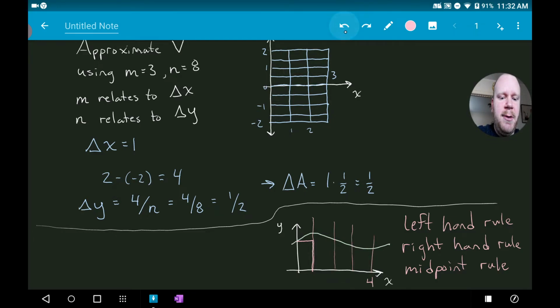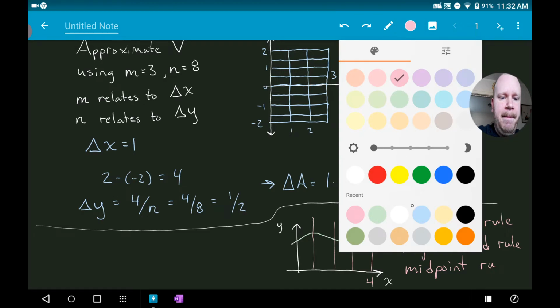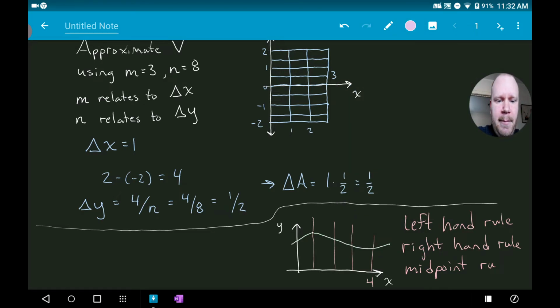For the right-hand rule, you kind of start with this right-hand rectangle, right-hand, right-hand. So now we're evaluating them at 1, 2, 3, and 4. Those are our points that we plug into the curve to see where we evaluate it. And then the midpoint rule is in the middle there.